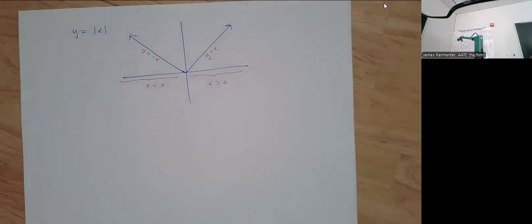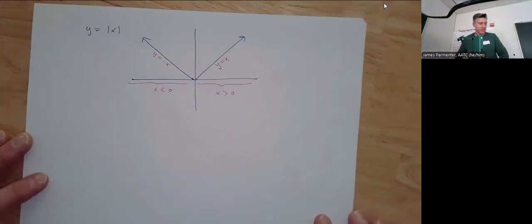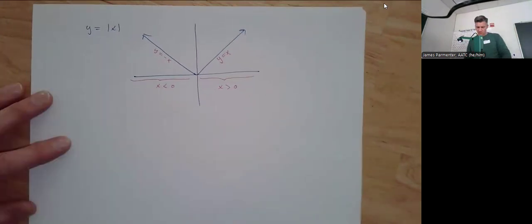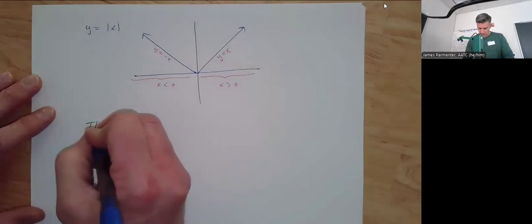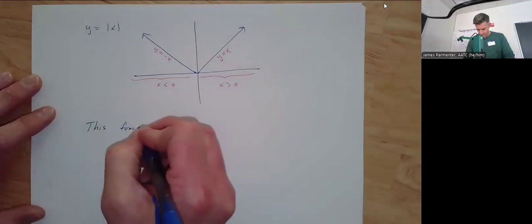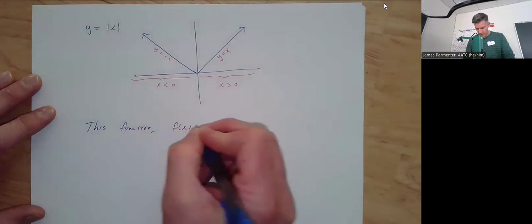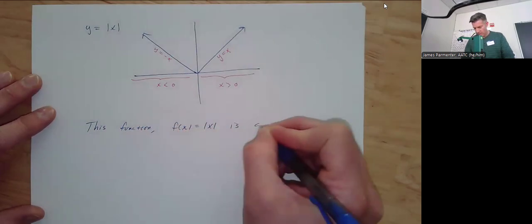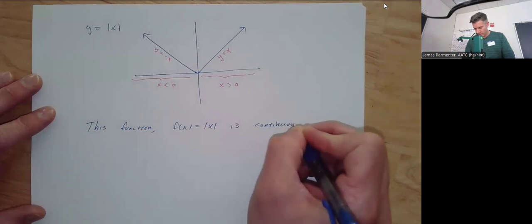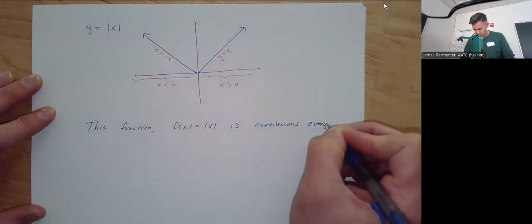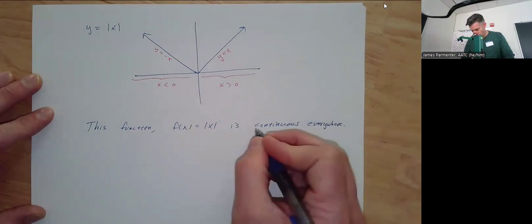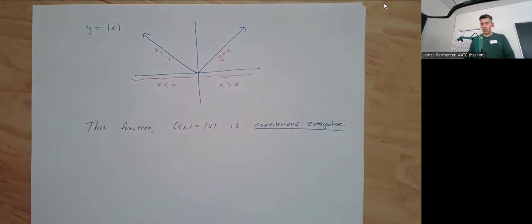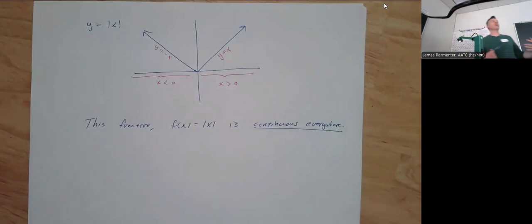Okay. So, just as a point of interest, since we've got this function graphed here, this function is continuous everywhere. This function, f of x equal to the absolute value of x, is continuous everywhere. I will mention when we talk about continuity, when you say a function is continuous, the everywhere is kind of implied. Right? Like if I say something's continuous, I mean it is continuous everywhere.